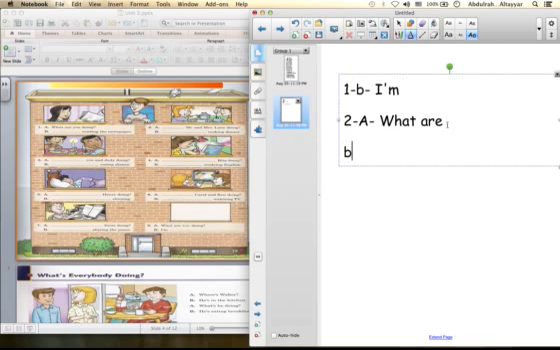B. So the answer, he will say what? Is he gonna say, I'm eating dinner? No, because he has Judy with him. So he will say, we're eating dinner. So we write here, we're eating dinner. Now let's go to number two here. This is number three. So let's go to number two.